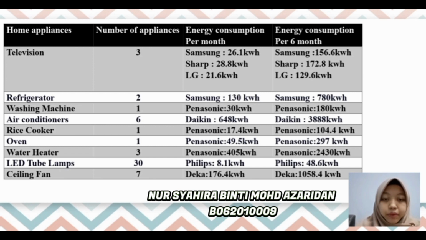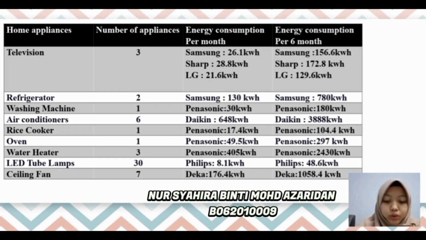The number of rice cookers is 1, with 17.4 kilowatt-hours per month and 104.4 kilowatt-hours per 6 months. The number of ovens is 1, with 49.5 and 297 kilowatt-hours per 6 months. Next, the number of water heaters is 3, with 405 kilowatt-hours per month and 22,430 kilowatt-hours per 6 months.